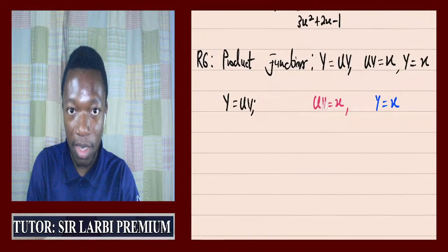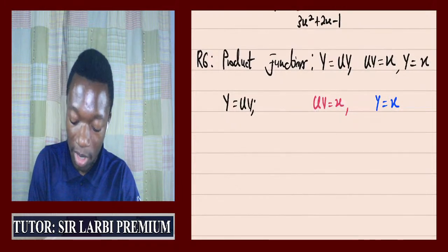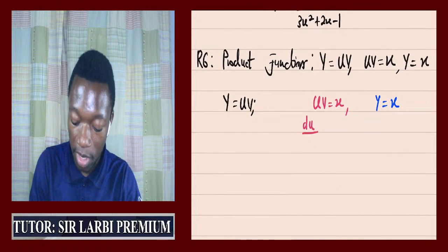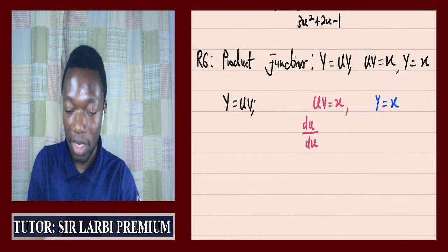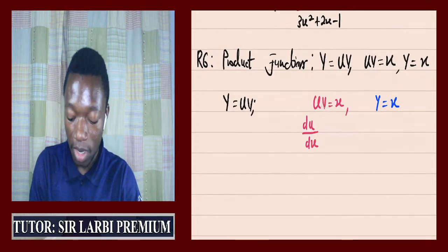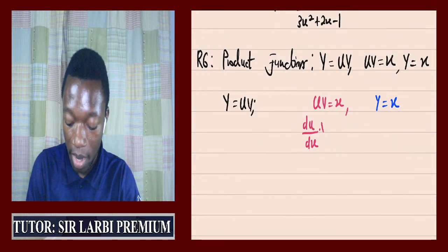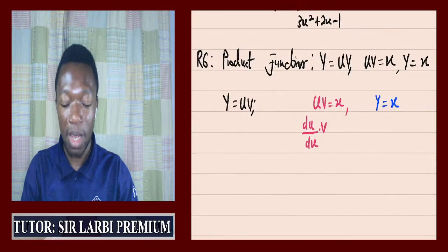So I'll hold this v, and I'm differentiating u with respect to x. So I'll hold the v and I'll differentiate u with respect to x. So that is the differential of u with respect to x. But since I held the v, the v will come and multiply the du over dx. So it becomes du over dx multiplied by v. So that is the first part.